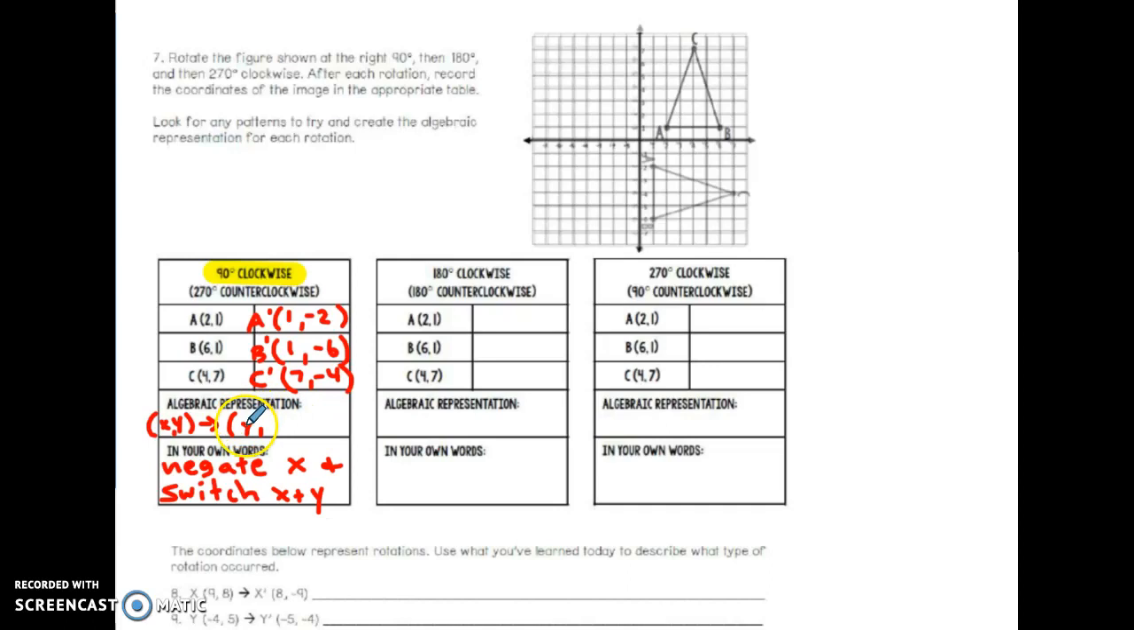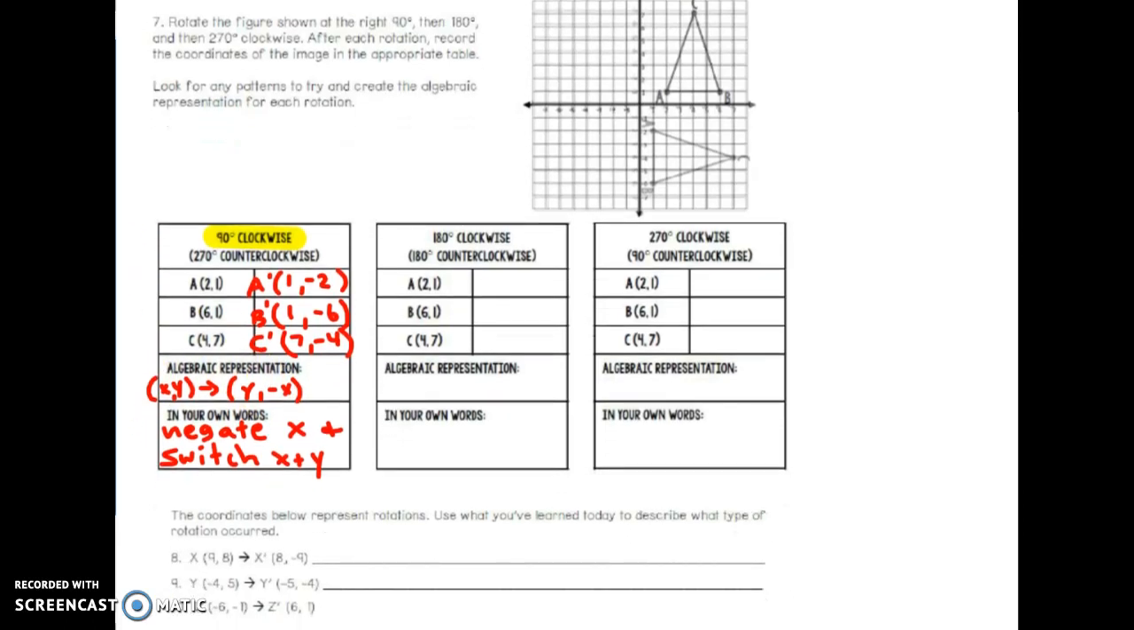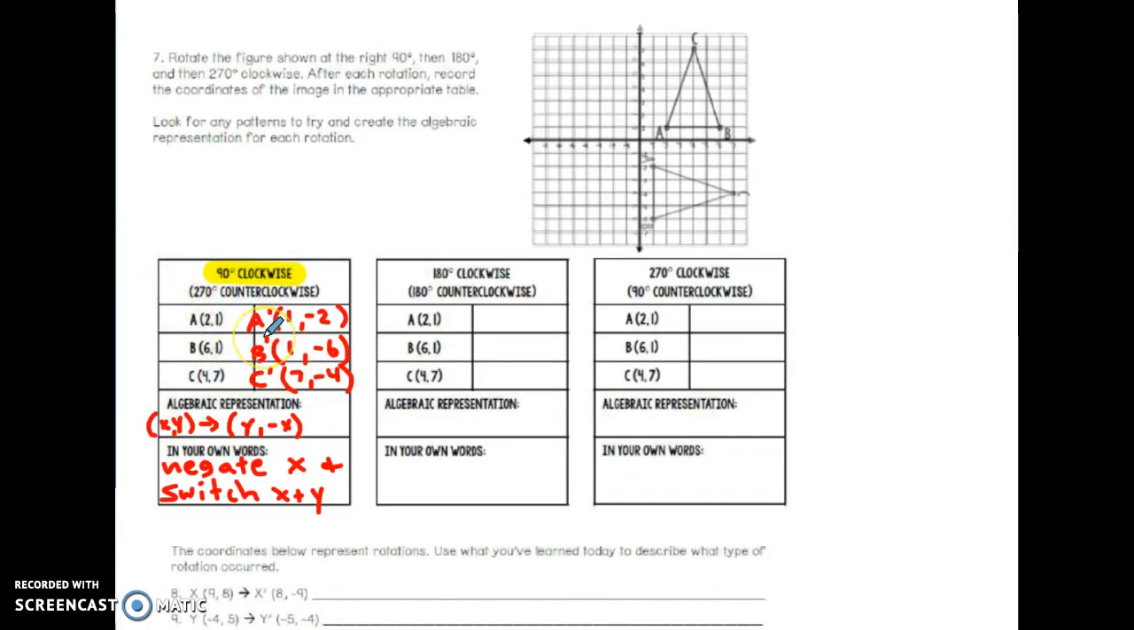The y value would go out in front. The x value that goes back here got negated. Okay, so we'll use this algebraic representation in a little bit, but I wanted you to try to look for that pattern, and I wanted you to see what would happen.